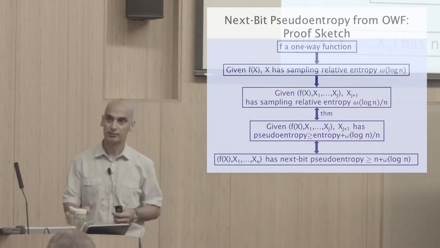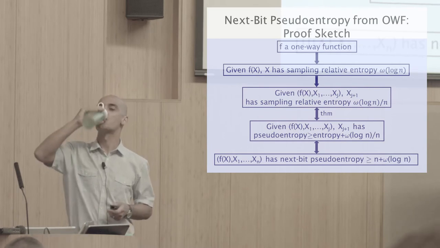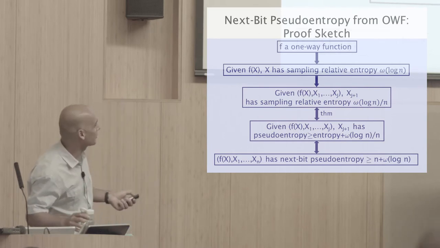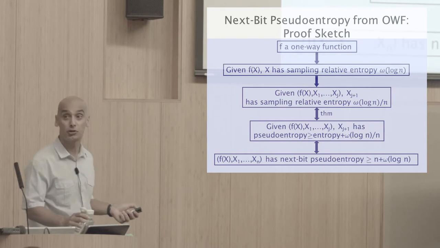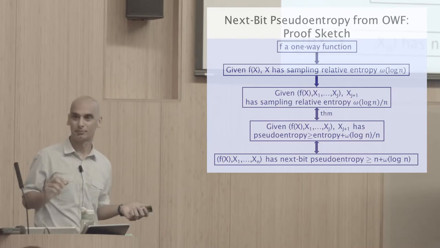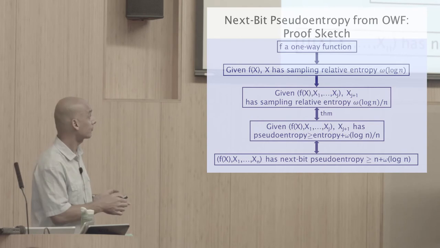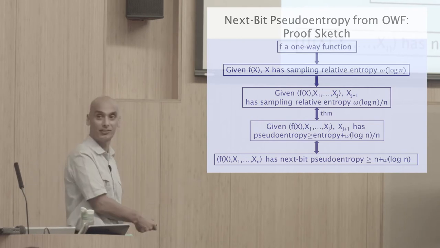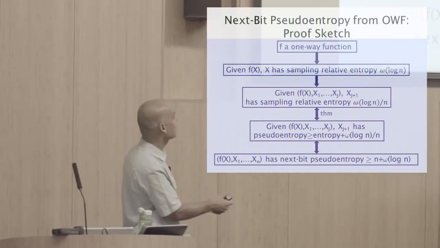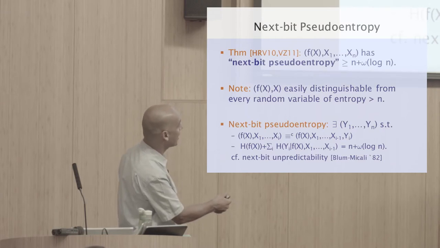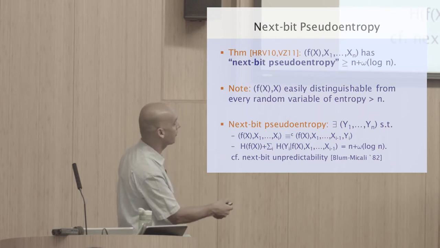In the second, yes. How do you get the last one? Just the last one. The last one is staring just at the definition of next bit pseudo-entropy. Where does the n come from? Summing the actual entropies. So in next bit pseudo-entropy, what I'm summing is the entropy of f of x and the actual entropy.